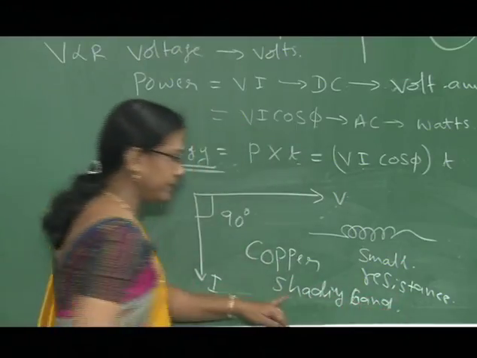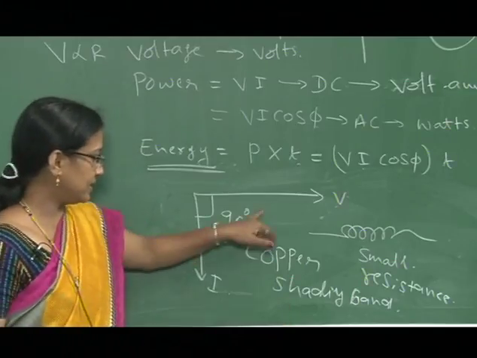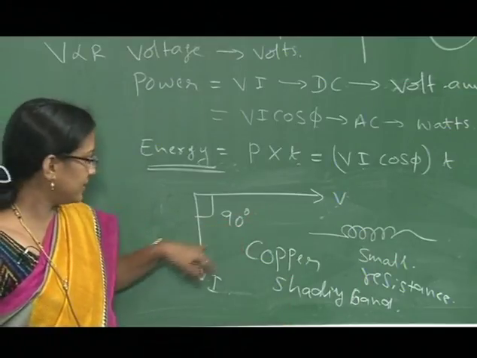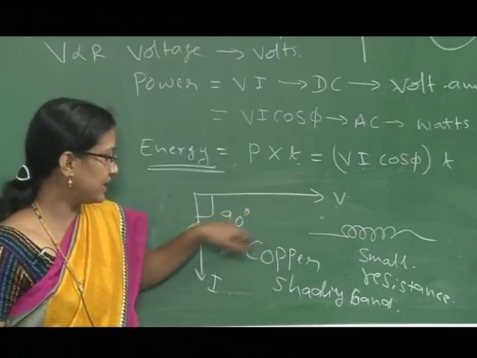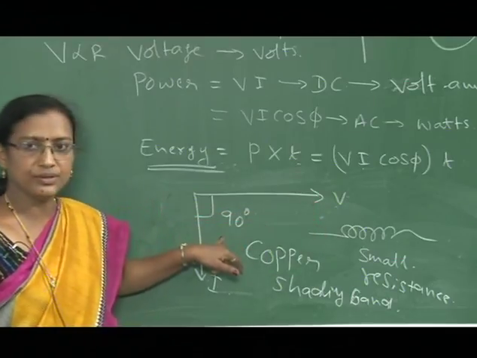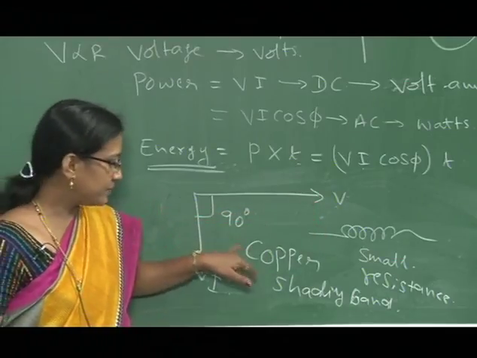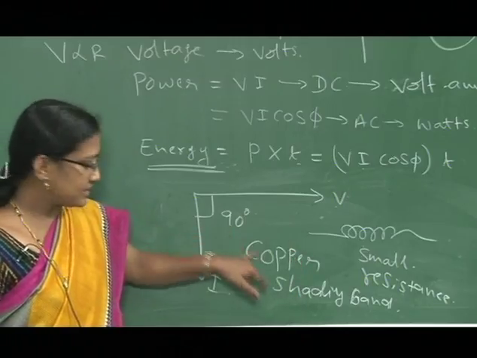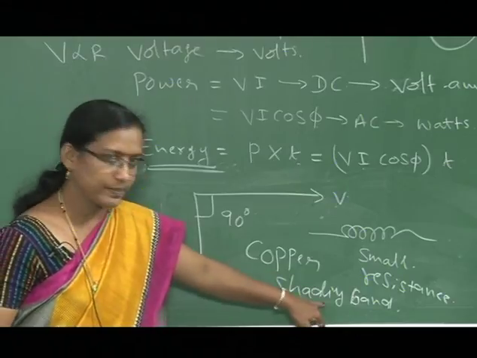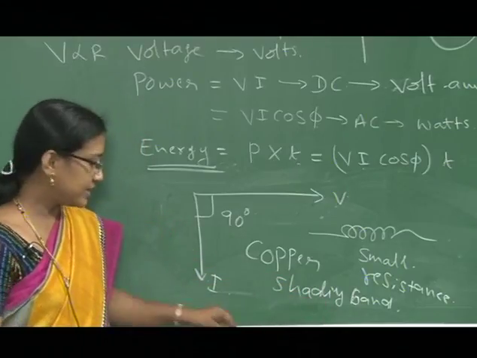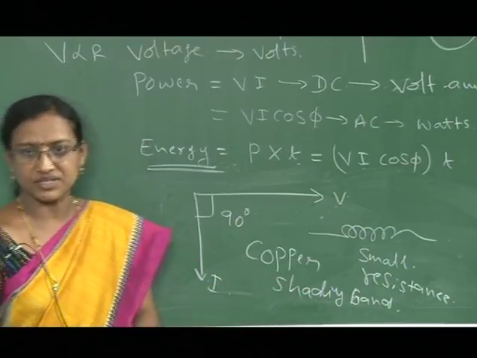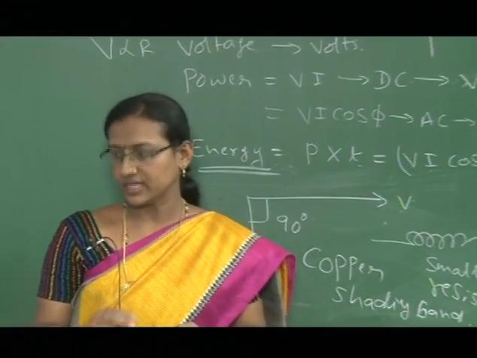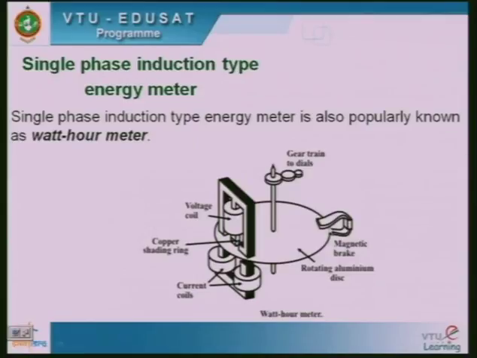This copper shading band will adjust the angle between the current and voltage, so that the angle between current and voltage is equal to 90 degrees. Since it is used to adjust this angle, this copper shading band is also called the power factor compensator. Okay, this is the constructional feature of the energy meter that you are going to consider.